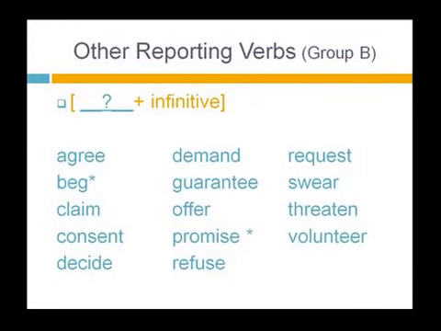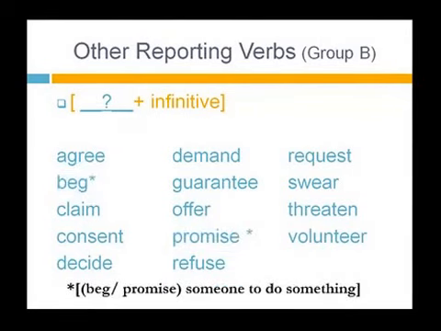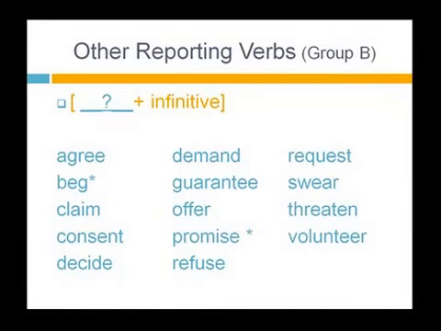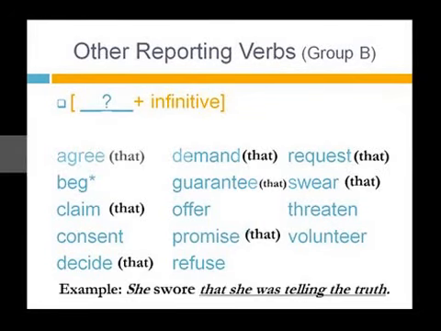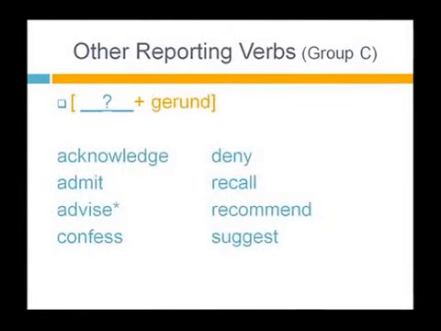Now some verbs belong to more than one group. For example, beg and promise can also use the structure we saw in Group A. You can beg or promise someone to do something. And a lot of these verbs can simply be followed by a that clause, as in, she swore that she was telling the truth. In Group C, we have verbs followed by a gerund, the ing form of a verb.